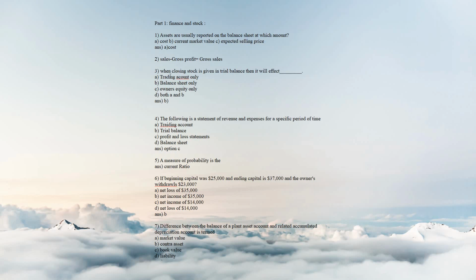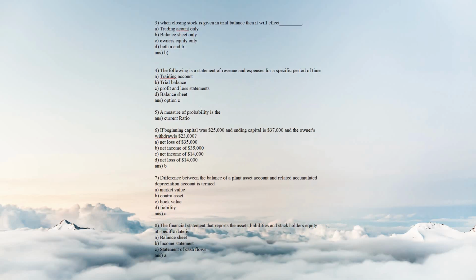The third question is when a closing stock is given in a trial balance, then it will affect the trading account only, balance sheet only, owner's equity only, and both A and B. You can say that when the closing stock is given in the trial balance, it will affect the balance sheet only.